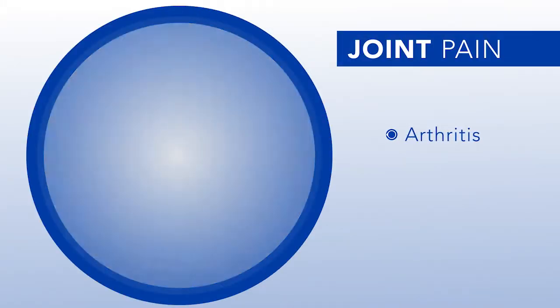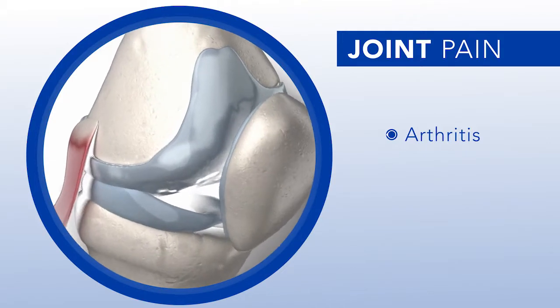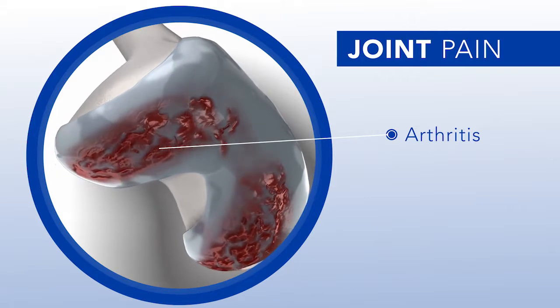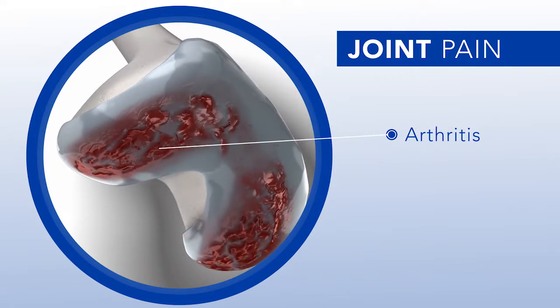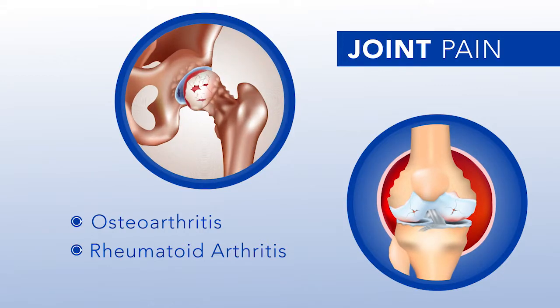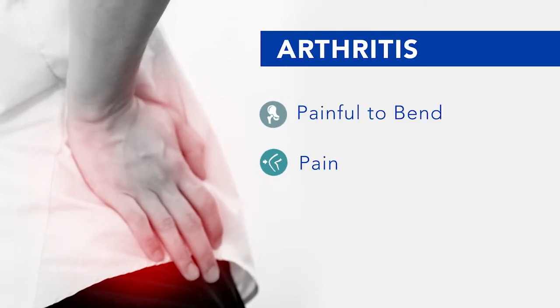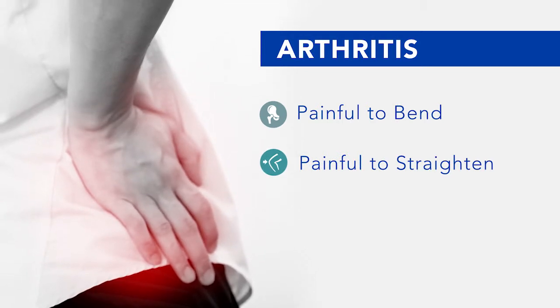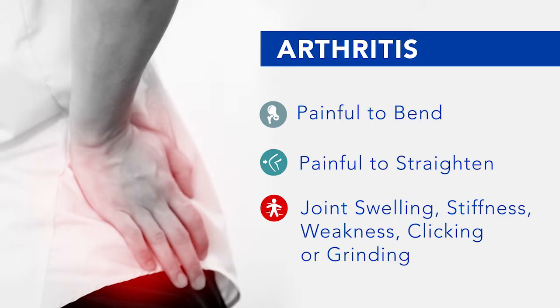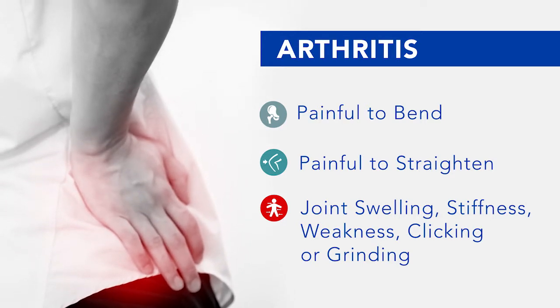Arthritis is a disease which causes inflammation along the joint surfaces, affecting the smooth cartilage at the end of the bones. There are many types of arthritis, but the two most common types are osteoarthritis and rheumatoid arthritis. They are very different from each other, but both can cause the surface of the bones to become rough, form spurs, or other irregularities. It can be quite painful to bend and straighten your hip or knee when you have arthritis, and you may also experience joint swelling, stiffness and weakness, or feel clicking or grinding when you move.